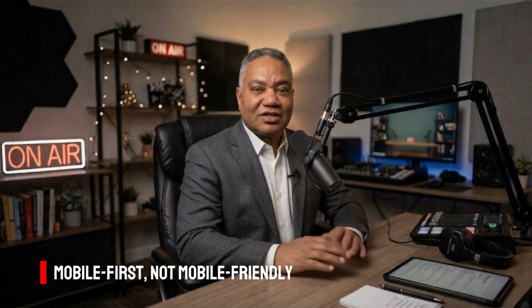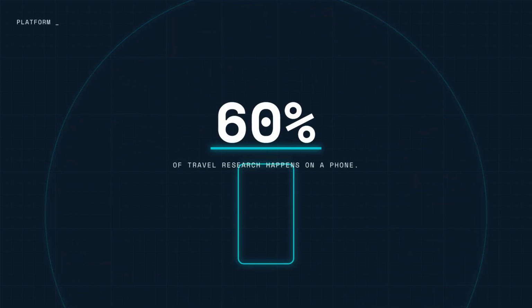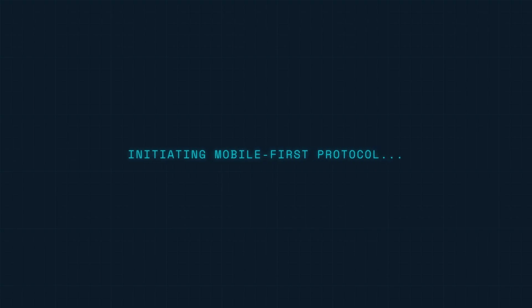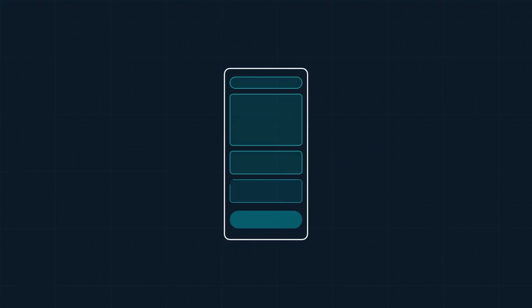5, mobile first, not mobile friendly. Over 60% of travel research now happens on a phone. Mobile friendly means your desktop site technically works on mobile. Mobile first means you designed it for mobile first and it happens to look great on desktop too. The difference is obvious the moment someone visits on their phone.